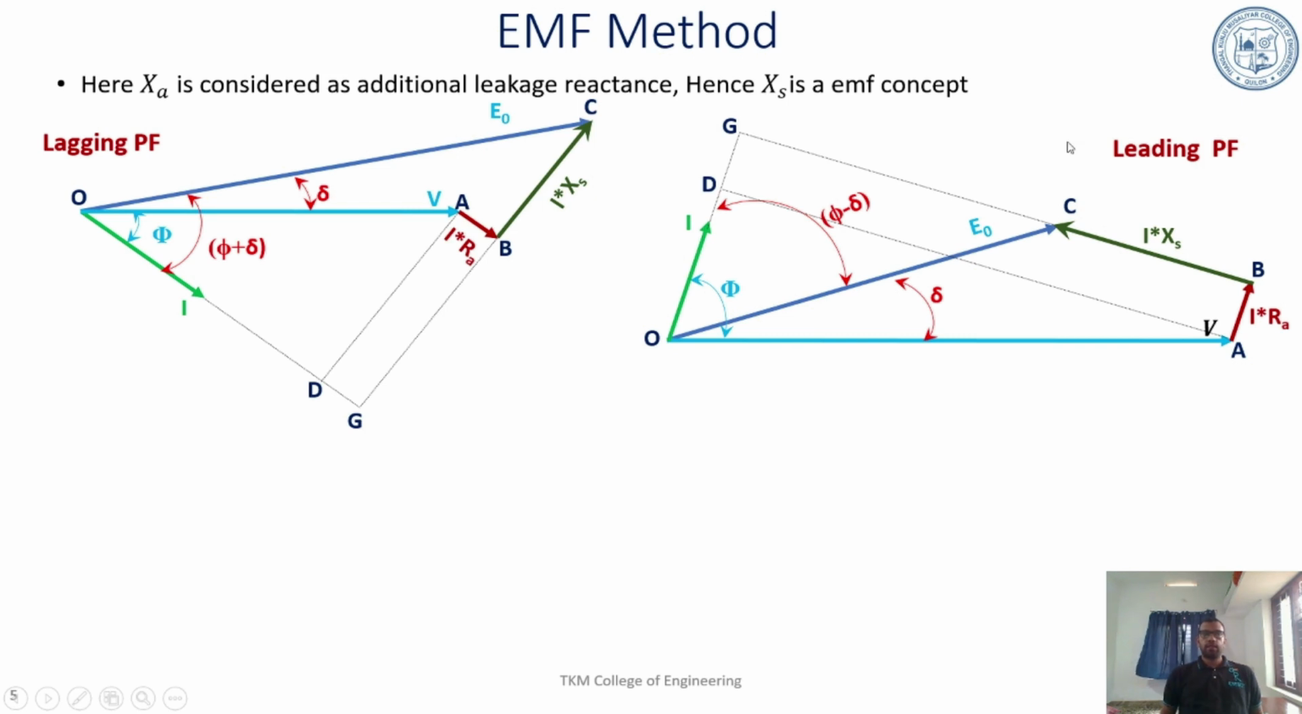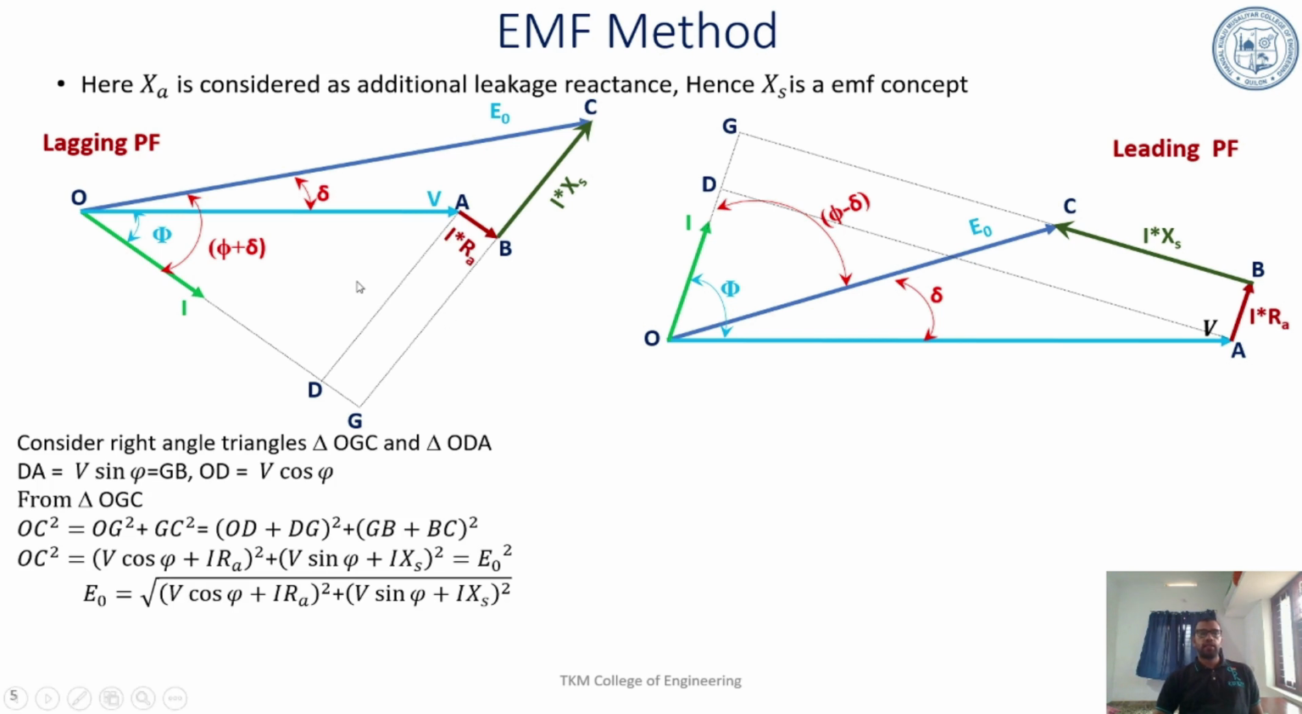Now let's consider the derivation for lagging power factor case. Consider right angle triangles OGC and ODA. From this second triangle, that is triangle ODA, the hypotenuse is voltage. Angle between V and I is phi. Therefore, AD is equal to V sin phi and OD is equal to V cos phi. We need to find out OC, which is equal to E0.